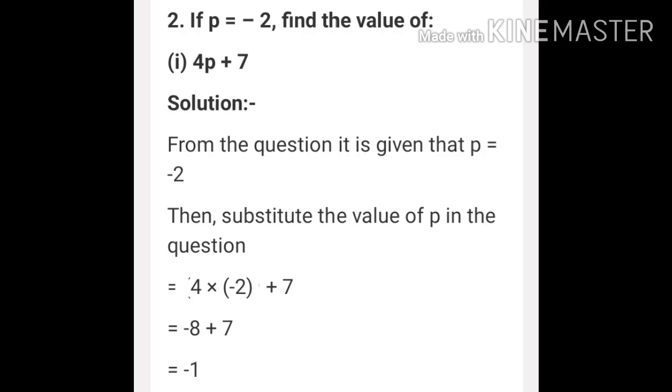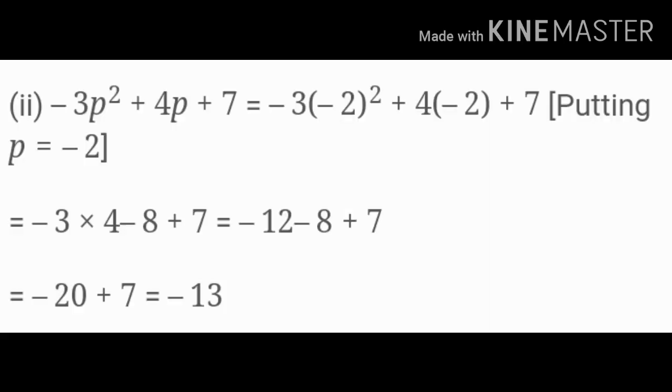4p plus 7. From the question it is given that the value of p is equal to minus 2. Substitute the value of p in the question like we did in the first question. 4 into minus 2 plus 7. 4 into minus 2 means minus 8, plus 7. Minus 8 is bigger, so minus 1 will be the answer.